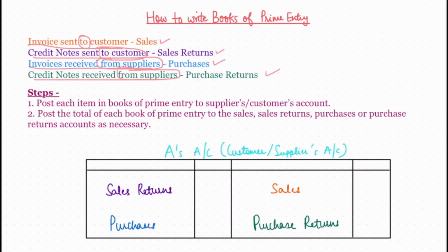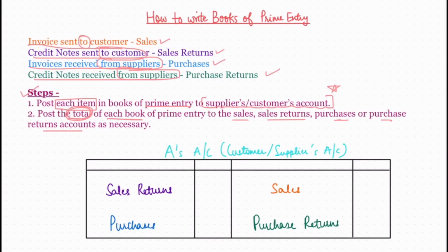Now what are the steps to write books of prime entry? They are: first, post each item in books of prime entry to the suppliers' or customers' account, and then post the total of each book of entry to the sales, sales returns, purchases or purchase returns accounts as necessary. Now note, post the total.